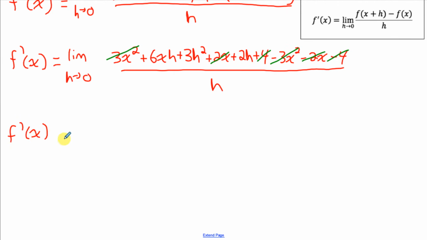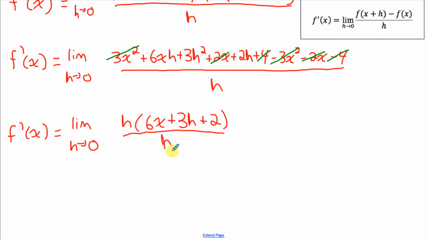So f prime of x equals the limit as h approaches 0 of, let me common factor an h from the numerator, and I get 6x plus 3h plus 2. And this is all over h. Do you see what we can do now? I can't plug in 0 for h right now, because that would still give me 0 over 0. That's undefined. But I can cancel these h's as long as I know for sure I'm not canceling a 0 over 0. And the only thing I know for sure h is not is 0. h can't be 0. We're approaching 0. So that allows me to cancel these out.